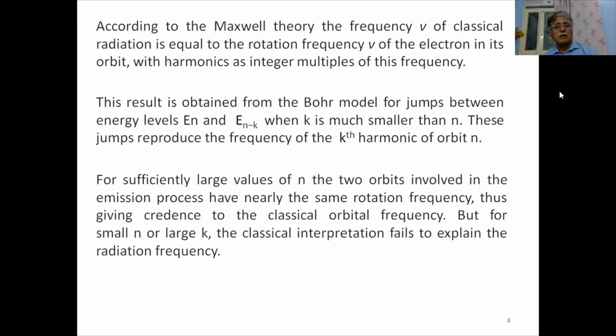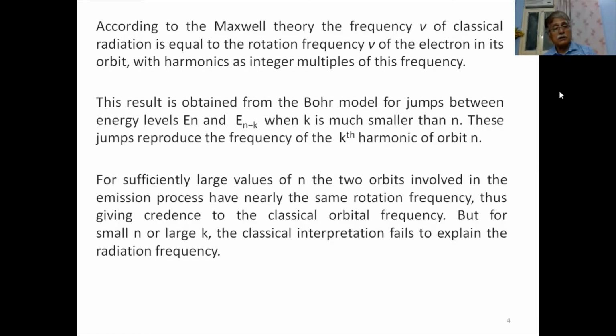Mind it, for sufficiently large values of n, the two orbits involved in the emission process have nearly the same rotation frequency. And hence, when an electron jumps from one orbit to the other, the radiation frequency almost remains the same. So this gives credence to why we get the classical orbital frequency in a jump from one orbit to the other. Now this is for sufficiently large values of n.